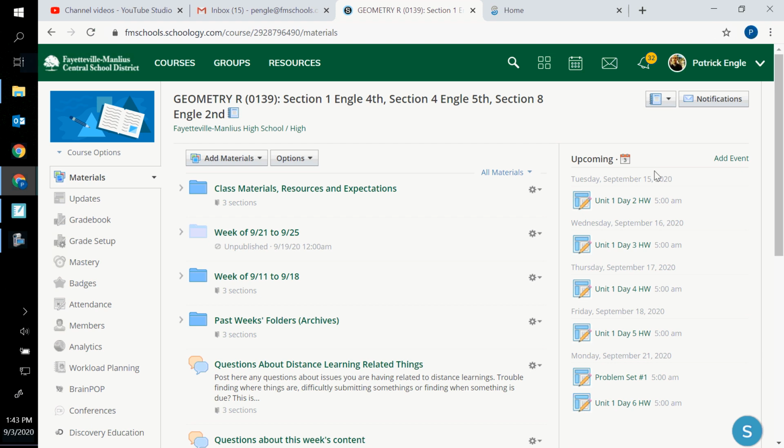On the right here, you'll see your due dates for your assignments. So the first thing, Unit 1, Day 2 homework will be due on Tuesday. So that'll be basically Monday night's homework. It'll be due on Tuesday. Now, because we have to stay 6 feet apart even when we're in class, I can't go around and check homework. So your homework will always be due at 5 a.m. on the morning it's due, and you're just going to take pictures and upload it right to the assignment in Schoology.